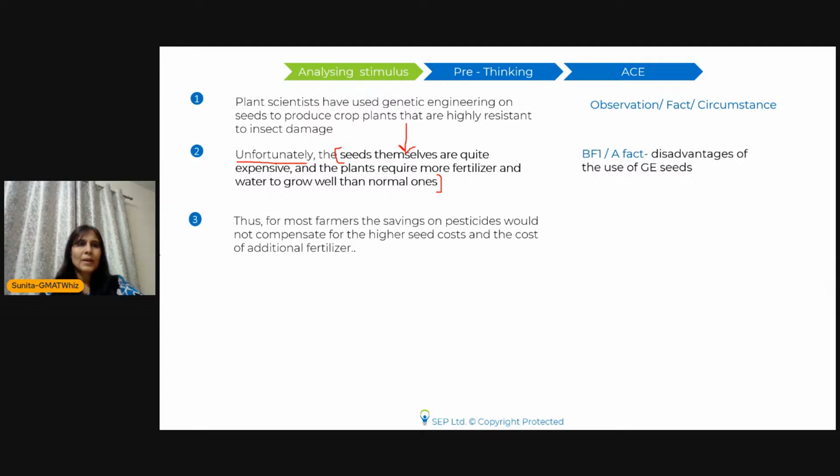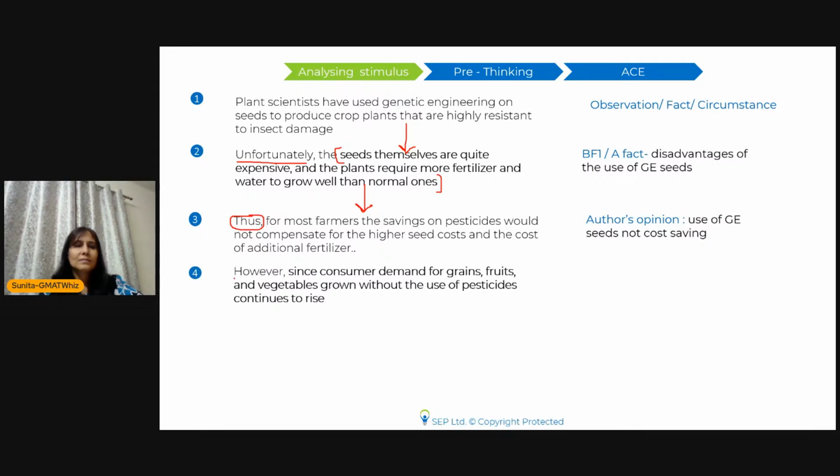Thus, that means because of this fact, the author is coming to a conclusion. Thus, for most farmers, the savings on pesticides, that means if they are using the genetically engineered seeds, they won't need pesticides, would not compensate for the higher seed cost and the cost of additional fertilizer. So here we have the author's opinion, and the author's opinion is based on statement 2, which is a fact. So far, the entire paragraph is going in one direction only. And the direction is that these genetically engineered seeds are not really going to be of much use.